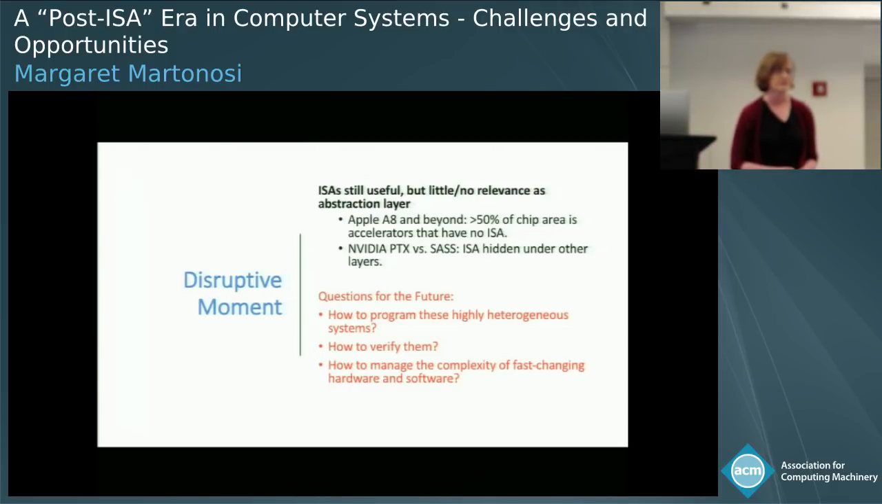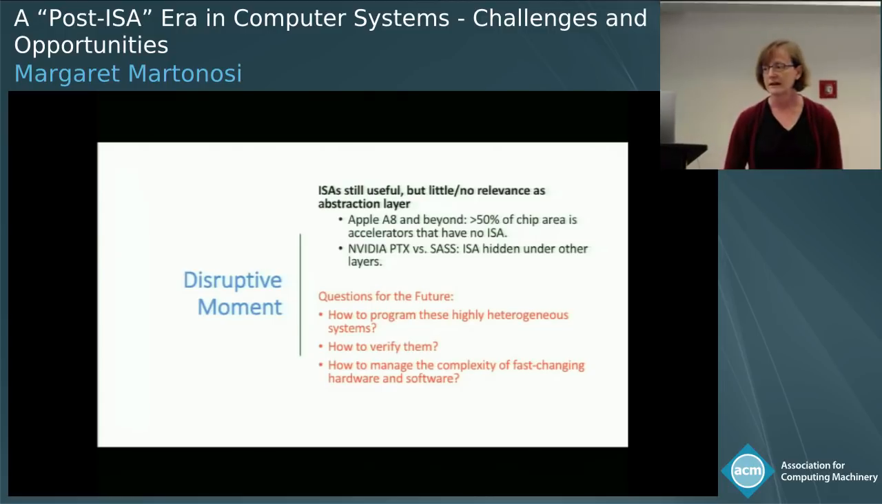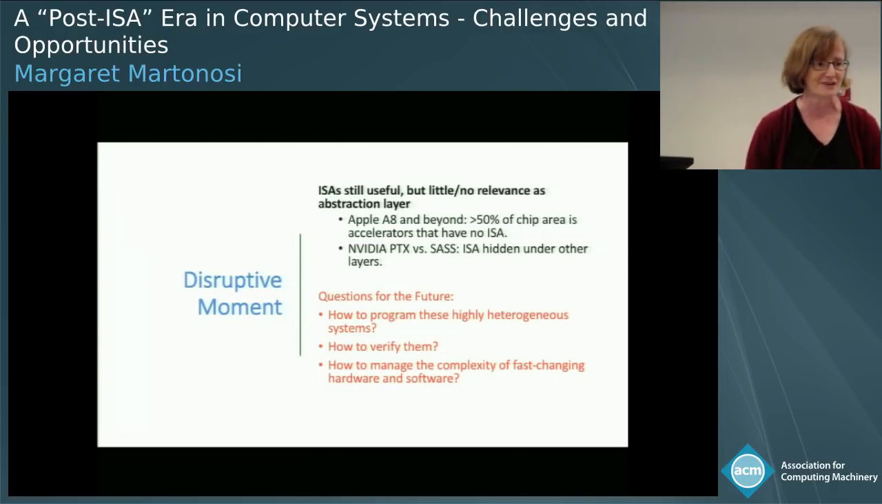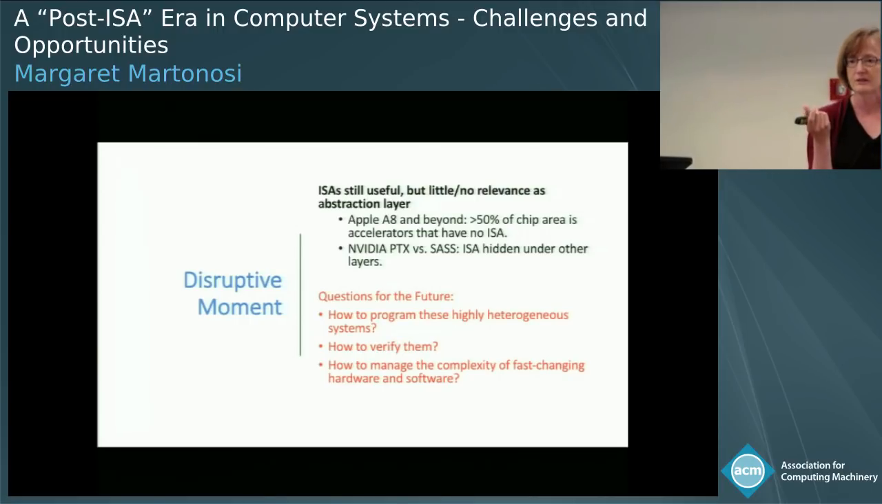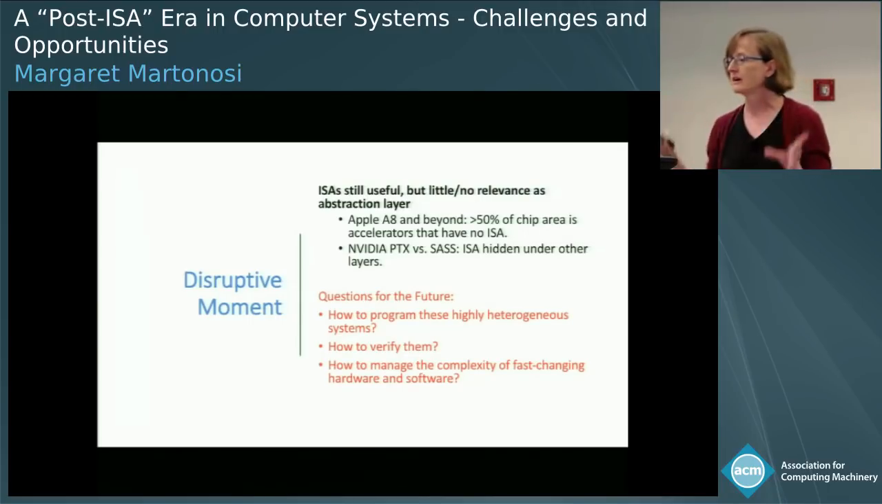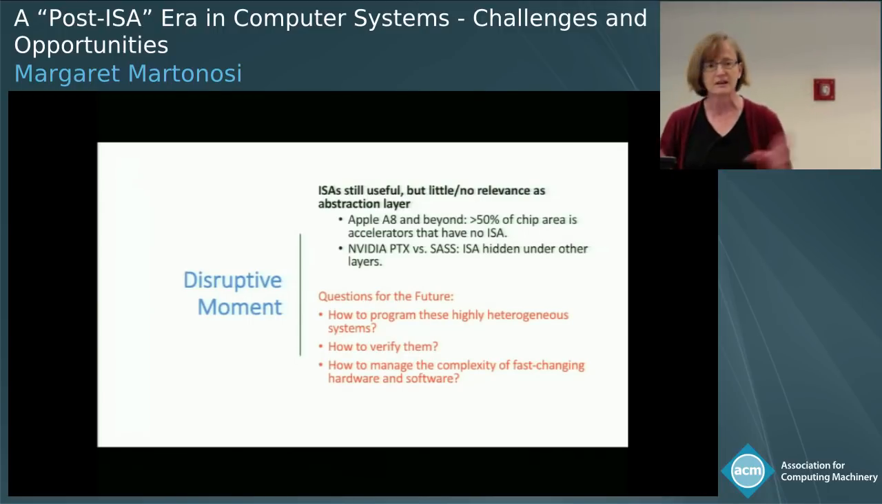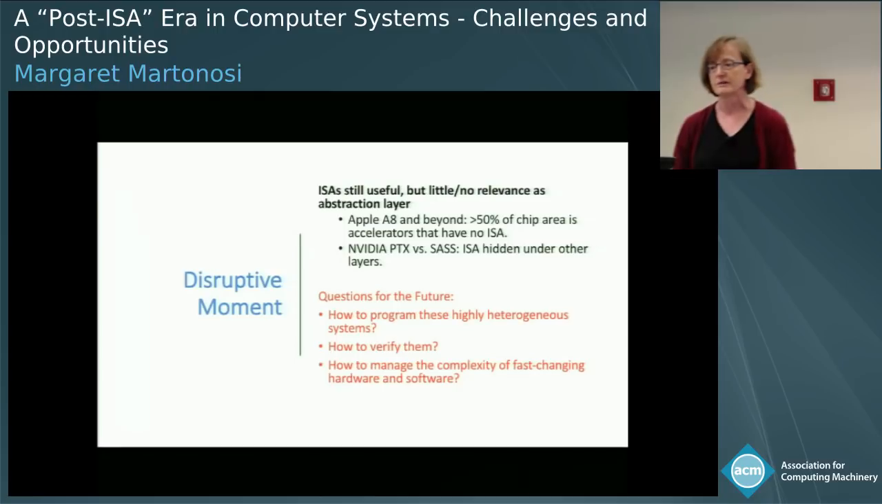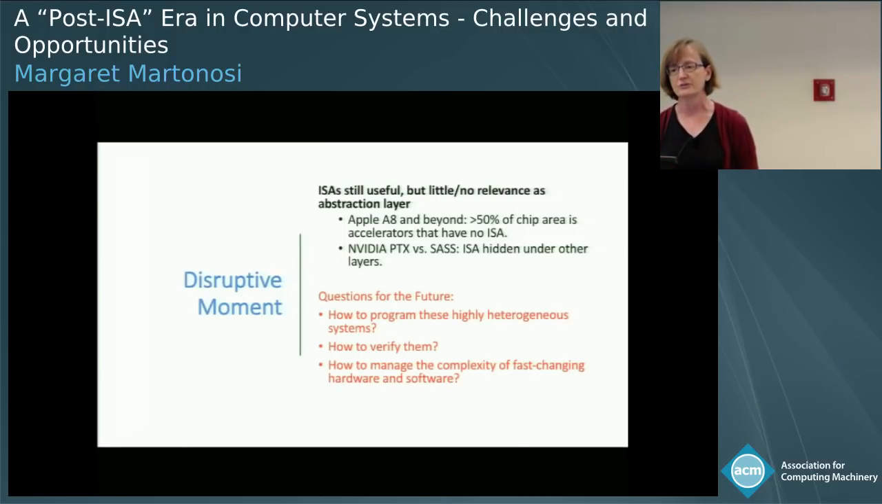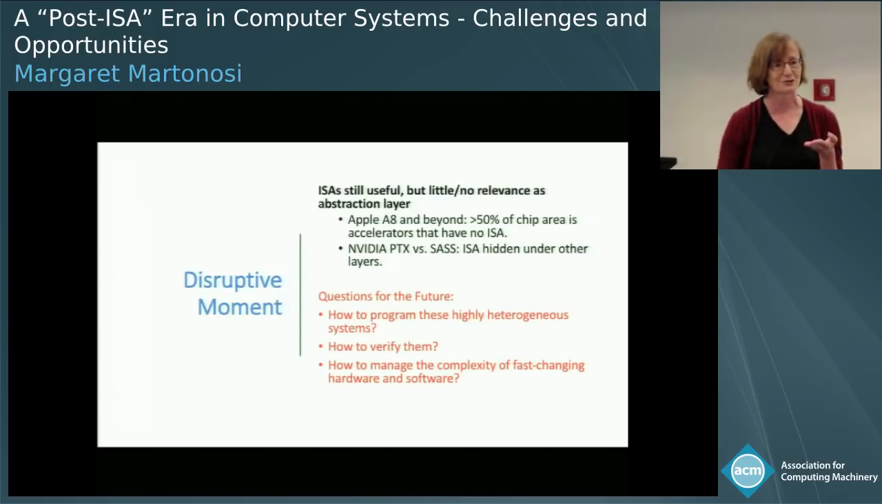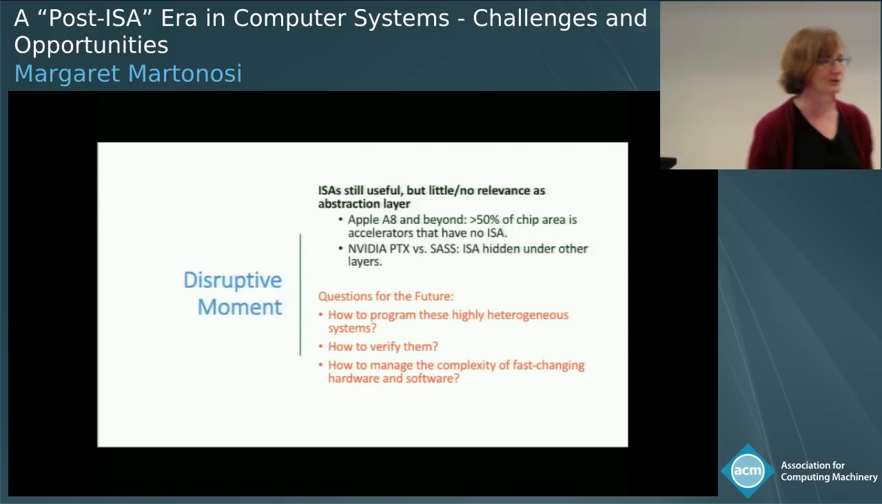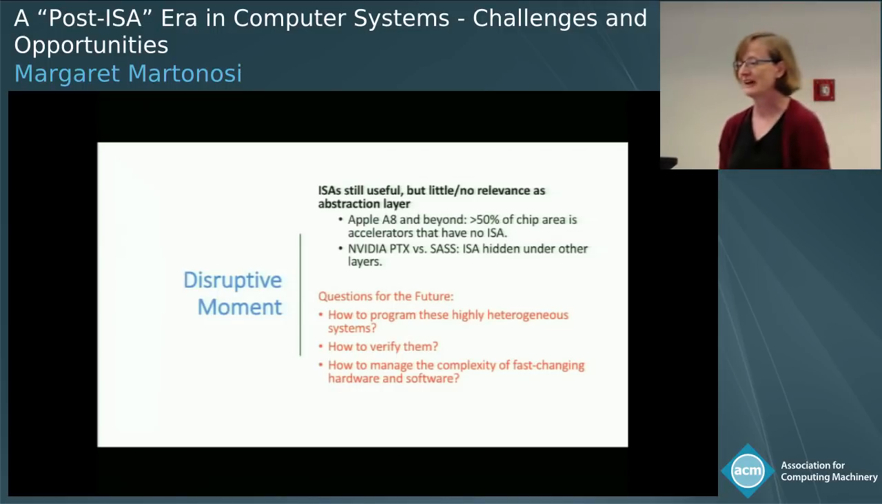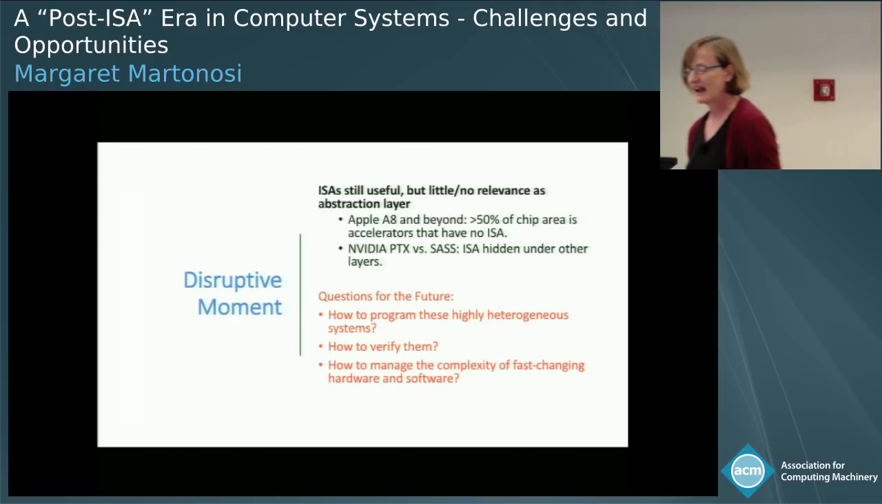And so what are some examples of this that you can see? The Apple A-series processor, which is now a little bit out of date actually, represented the tipping point where over half of the chip area of that processor was devoted to circuits that were not fundamentally processors per se, but were specialized accelerators that you would access through APIs and so forth. Likewise, other companies are taking the choice of taking their ISA and hiding it underneath other abstraction layers to try to discourage you from relying on it in any long-term way. So we still have ISAs, but it's a time to really stop and think.